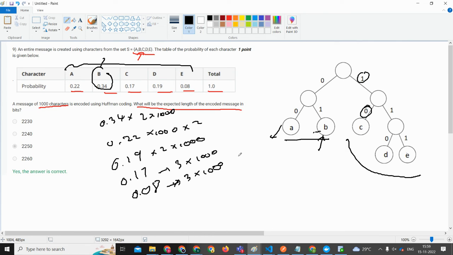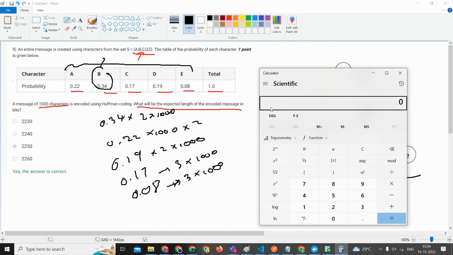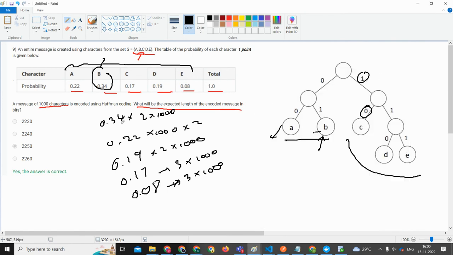Okay, so this is what we have. Let me just calculate. Have a calculator. So 2000 plus 2000 plus 2000 plus 3000 plus 3000 divided by 5. Okay, wait a minute. Something is missing here. So we don't need to do it like that. I think these all sum up to 1, right? Basically. So let's do that.